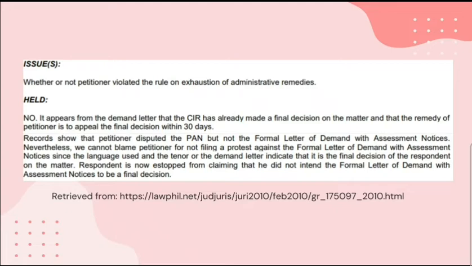What we are saying in this particular case is that the formal letter of demand with assessment notices, which was not administratively protested by the petitioner, can be considered a final decision of the CIR appealable to the CTA because the words used, specifically the words final decision and appeal, taken together, led petitioner to believe that the formal letter of demand with assessment notices was in fact the final decision of the CIR on the letter protest it filed, and that the available remedy was to appeal the same to the CTA.